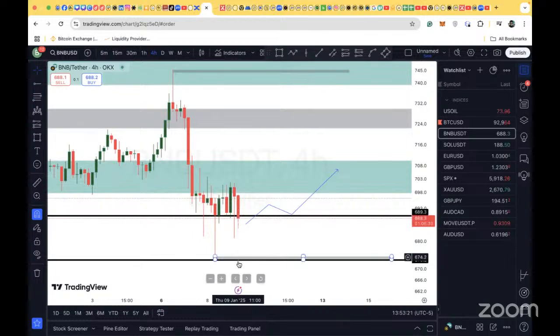If our entry is here, our stop loss is under here. Our take profit is rough because we need to see some serious things. There's no serious break of structure here. So this place is very scary, risky, and treacherous.